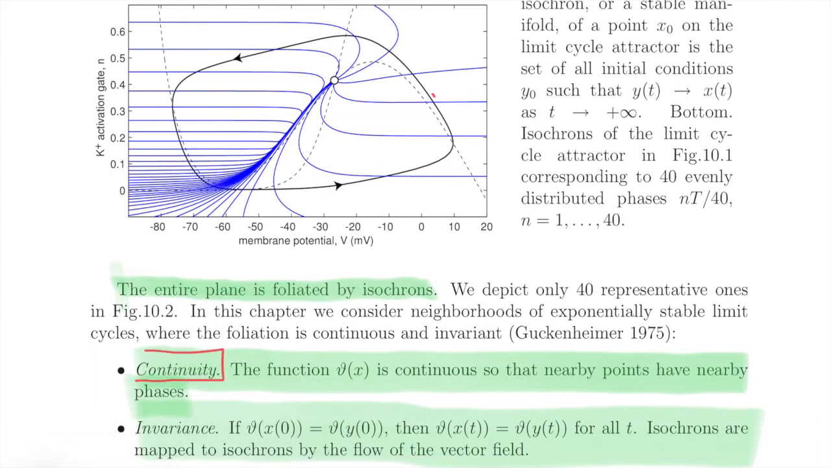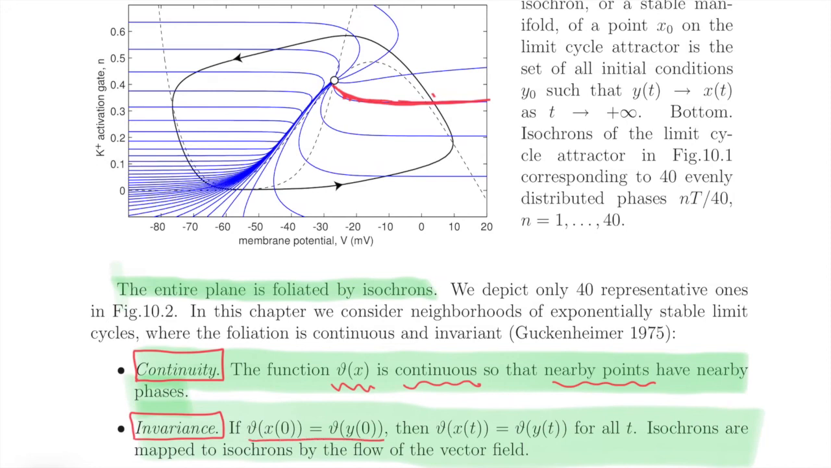There are two conditions here. One of them is continuity, the other one is invariance. So you say that the function nu, which is our phase, is continuous so that nearby points have nearby phases. So it means that here, here, here, it is a continuous thing. All of them have the same phase outside and inside the limit cycle. And the other one is invariance.